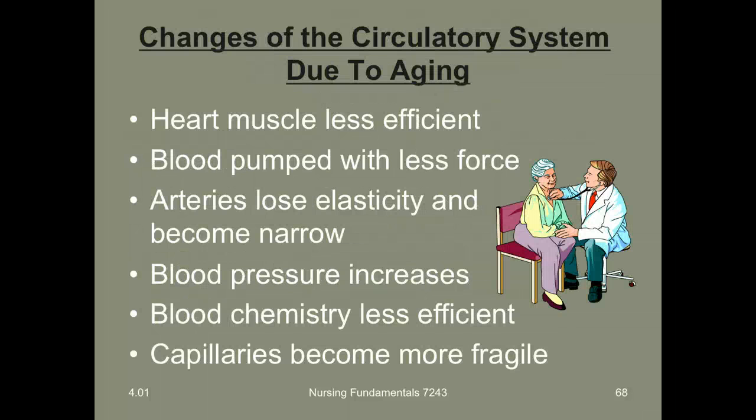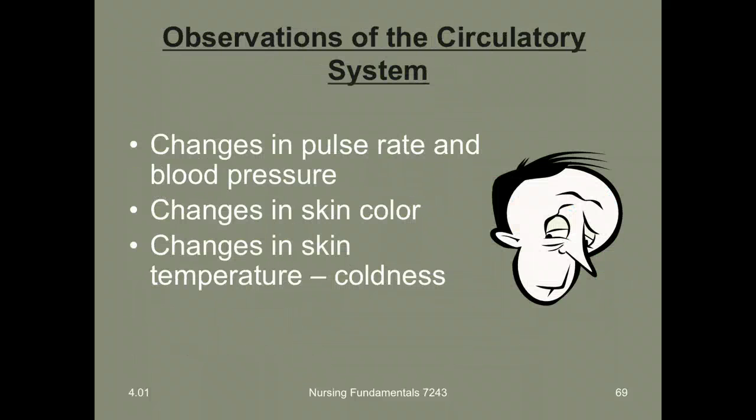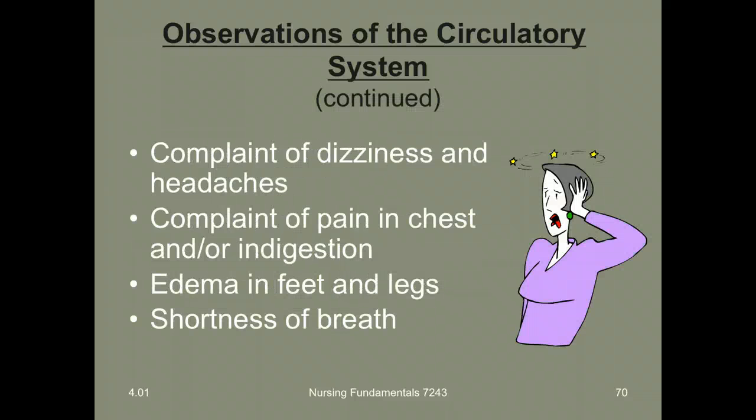So as we age, the heart muscle becomes less efficient. Blood is pumped with less force. Arteries lose their elasticity and become narrow. Blood pressure increases. Blood chemistry is less efficient, and our capillaries become more fragile. Changes in blood pressure and pulse rate are things that we need to watch for. Changes in skin color and skin temperature, such as coldness.